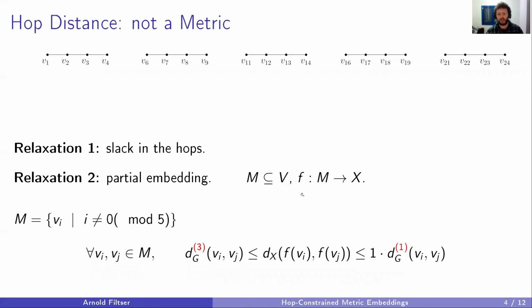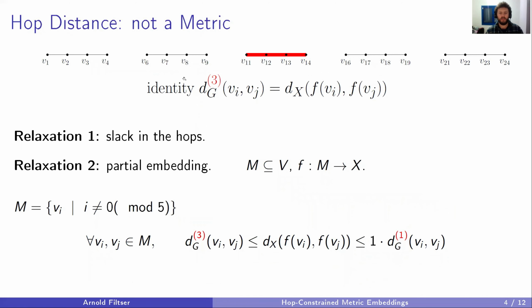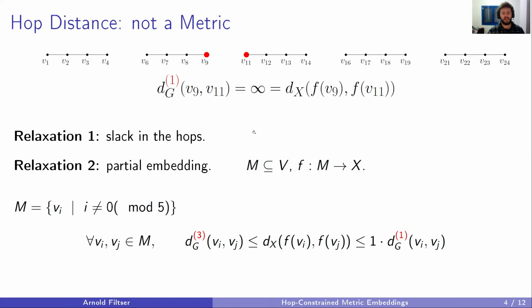So note here, for example, if two vertices come from the same chunk, like this red chunk here, then the distance here is simply the identity to the 3-hop distance. So we are great with respect to both of them. And on the other hand, if they belong to two different chunks, then the one-hop distance is infinity, and in our forest the distance will also be infinity, so we are good as well.